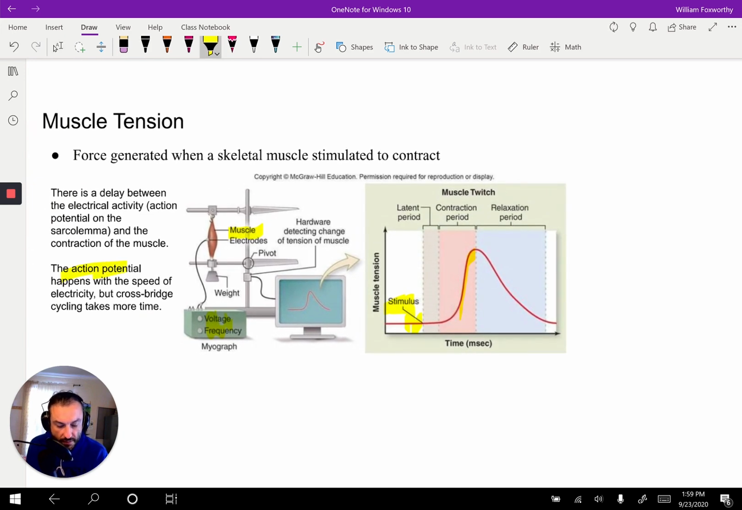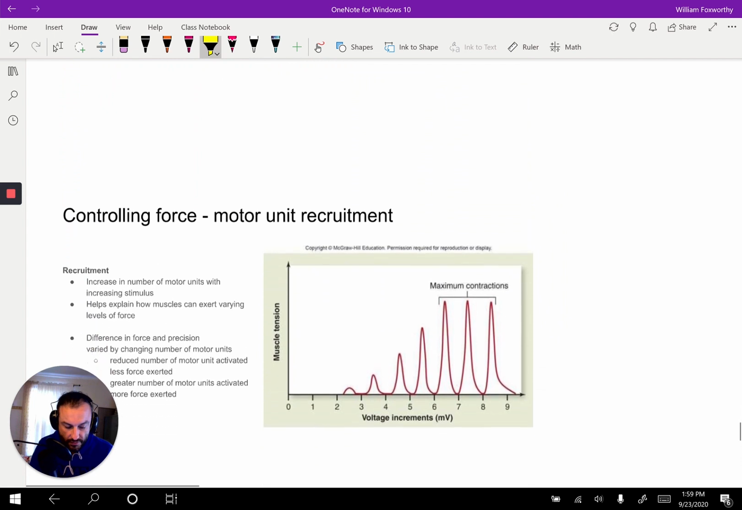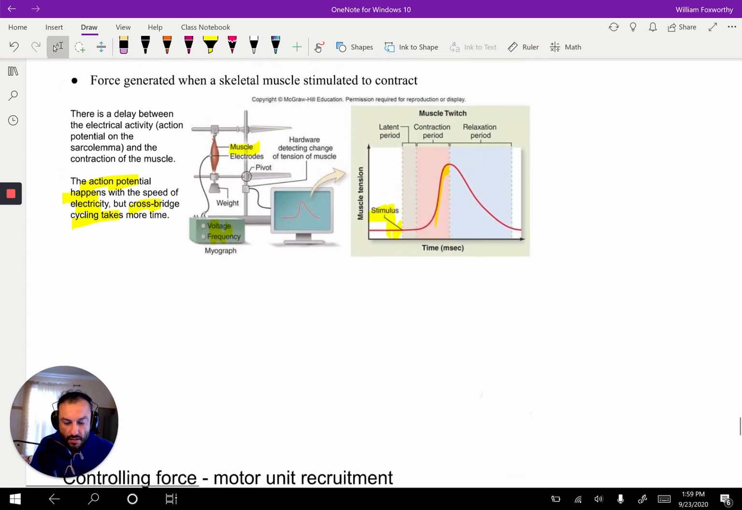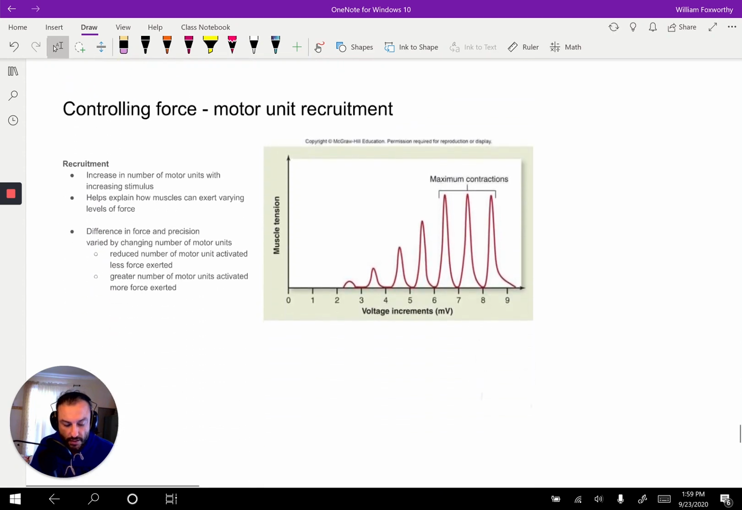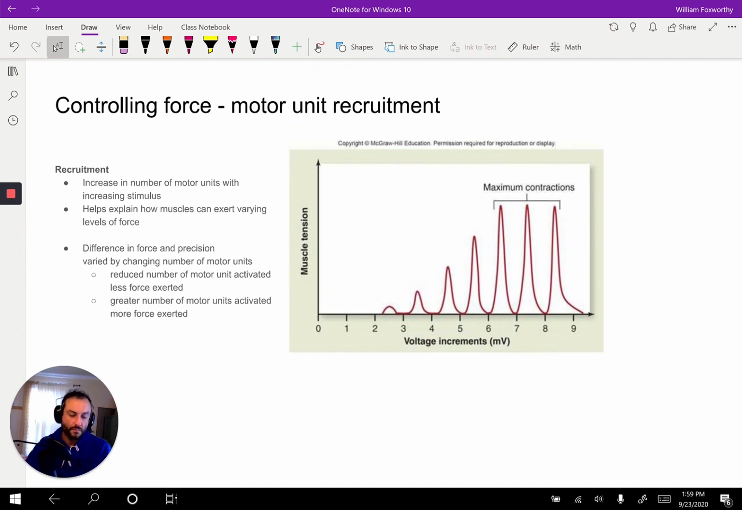And that action potential that we looked at happens with the speed of electricity, so it's very fast. But the cross-bridge cycling takes some time, so there's going to be a delay between the electrical events of your muscle's action potential and then the actual mechanical events of that muscle contraction. Anyway, the only reason I'm showing you this is because this is a way you can measure the force generated in a muscle contraction, and then you can use that to investigate various things like how do you control the amount of force that your muscles are putting out.